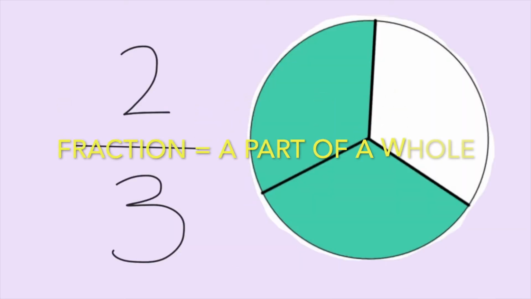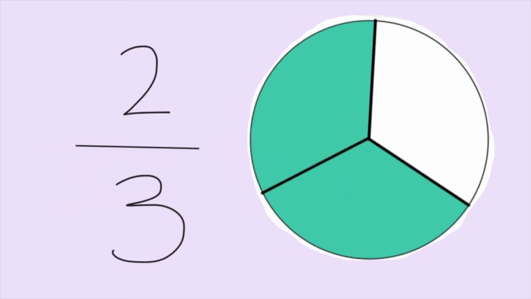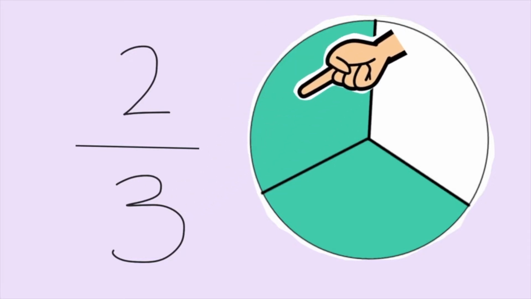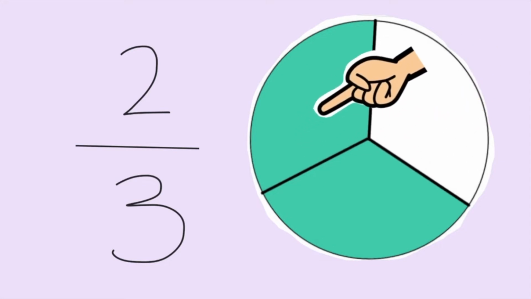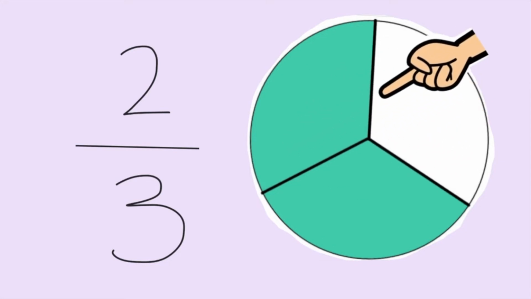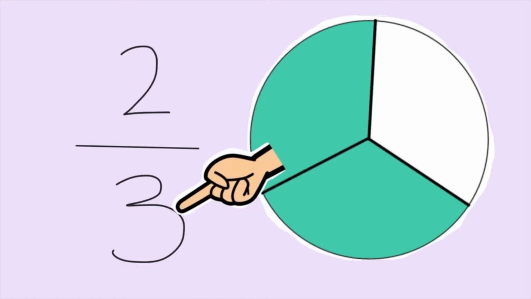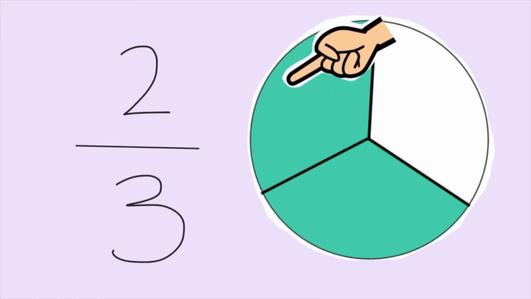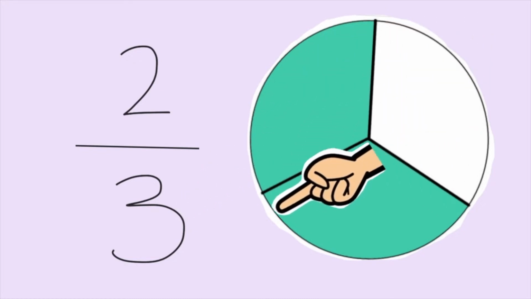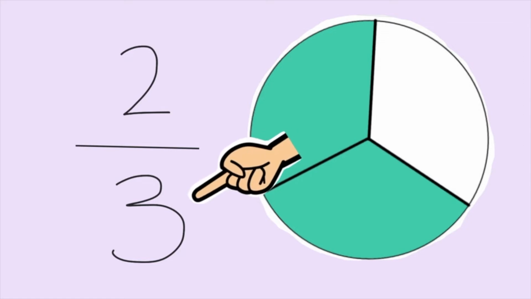A fraction is a part of a whole number. It's a way to split up a number into equal parts. So the denominator, the bottom number here, shows how many equal parts the whole is broken up into. So we can see that it's broken into 1, 2, 3 parts. So that's what the denominator shows us.